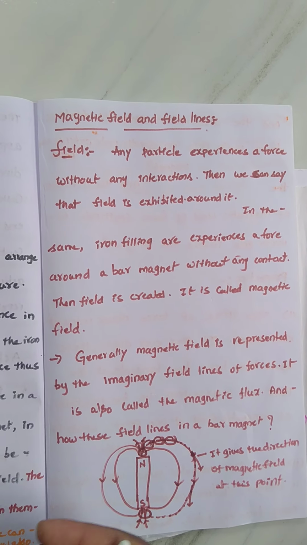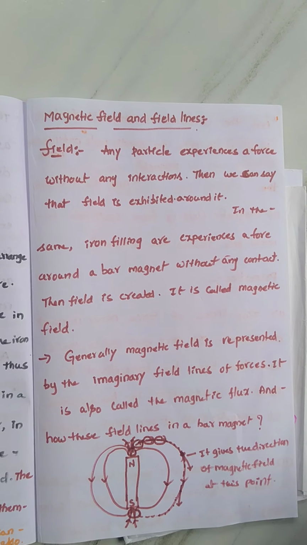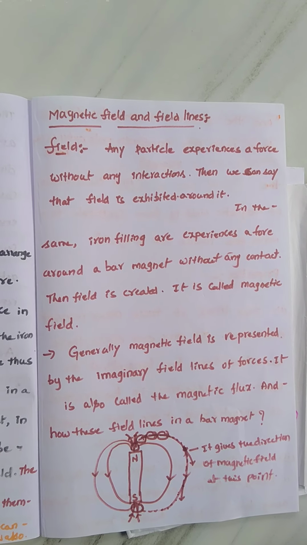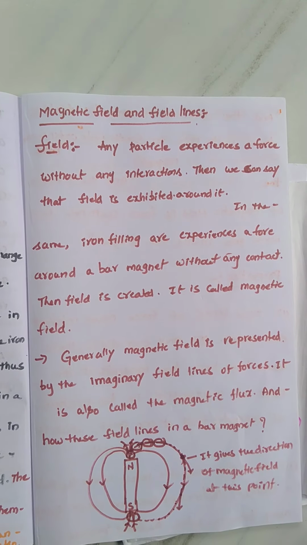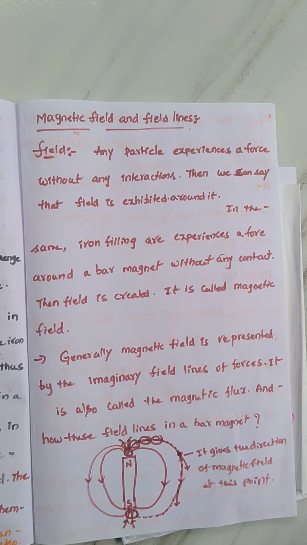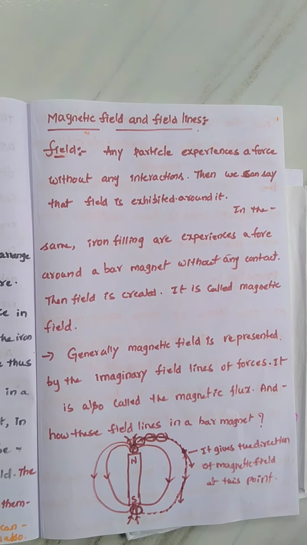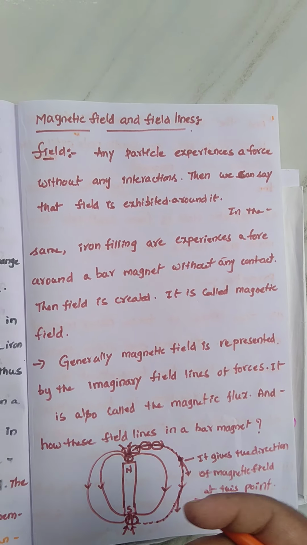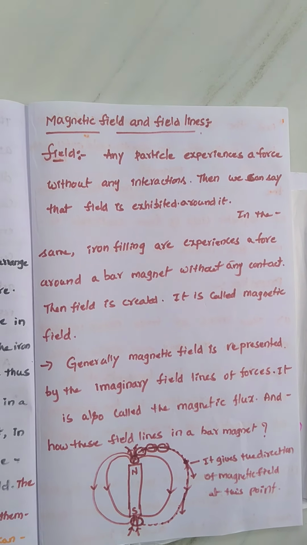In the case of an electric field also, electric charges experience a force without any interaction, and we call that the electric field. So when any particle experiences a force without any interaction, we can say that a field is exhibited around it. In the same way, the iron filings experience a force around a bar magnet without any contact, so a field is created, and that field is called a magnetic field.